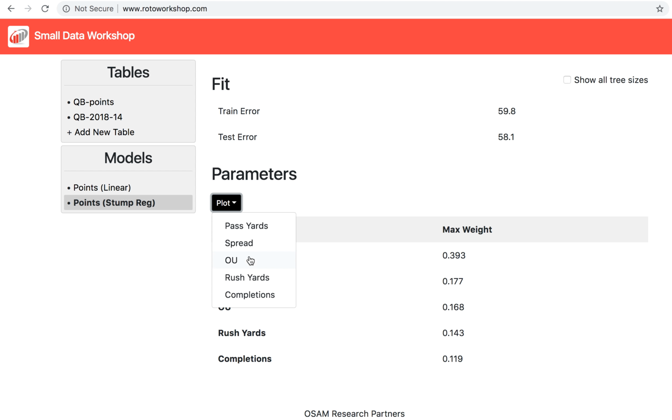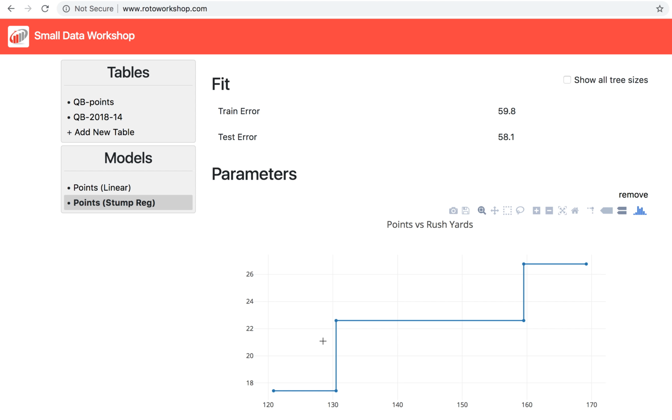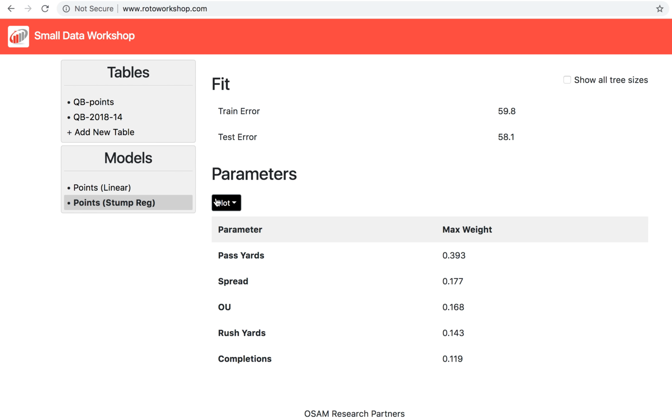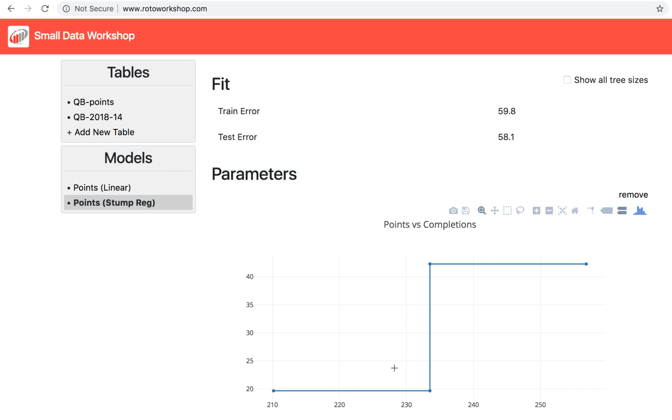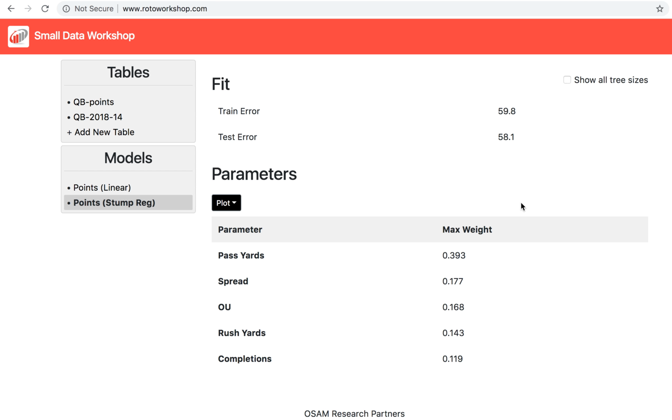Okay, we can quickly look at the others. Rushing yards, it has a few steps in it. And completions, here just a straight jump. Once you have around 30 completions per game, it gives you a bump up in expected points, which is all right.